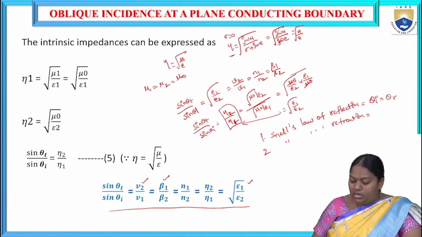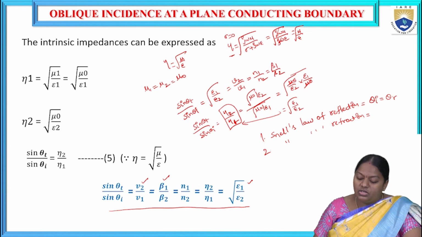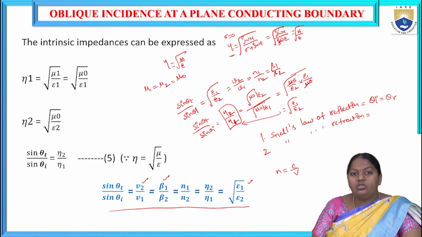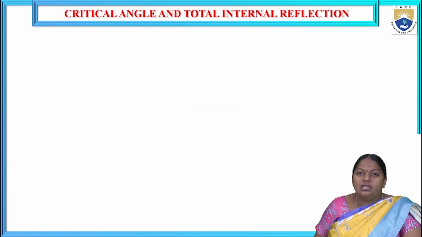Okay, why is it called Snell's law of refraction? It is derived from the index of refraction, which in general is represented with n and given by c by v, where c is the velocity of light in free space and v is the velocity of light in the respective medium. So n is equal to c by v, that is called the index of refraction, hence the law is called Snell's law of refraction.